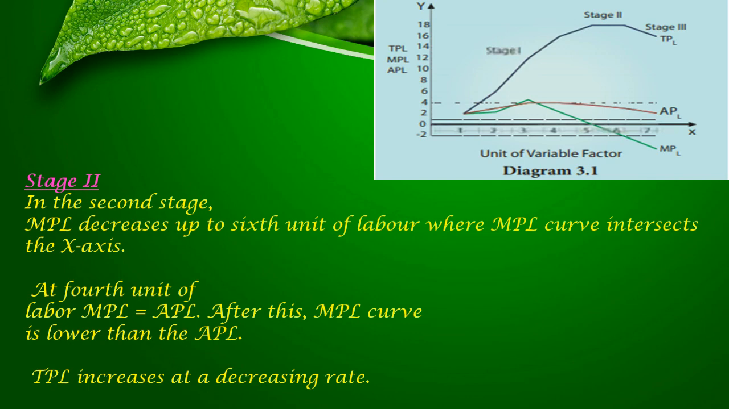The second stage. In the second stage, the marginal productivity of labor decreases up to the sixth unit of labor, where the marginal productivity of labor curve intersects the x-axis. At the fourth unit of labor, marginal productivity of labor is equal to average productivity of labor. After this, the marginal productivity of labor curve is lower than the average productivity of labor. So TPL, that is the total product of labor, increases at a decreasing rate.